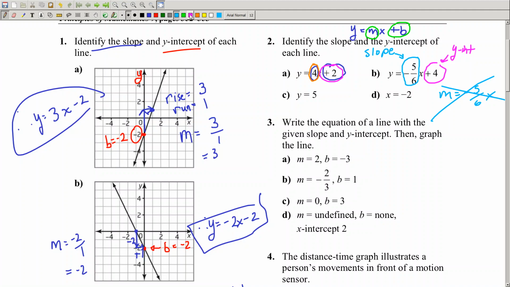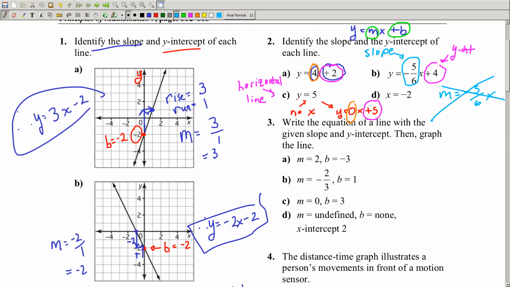Here's the interesting part about the next example. If you notice, in part C, there is no x term. What this means is that this equation can be written as y equals 0x plus 5. What that means is that the slope is 0. And obviously the y-intercept is 5. This, folks, is a horizontal line. It has 0 slope, no rise at all.